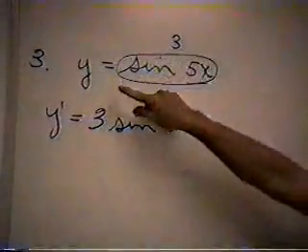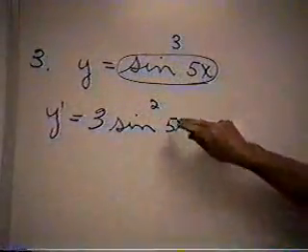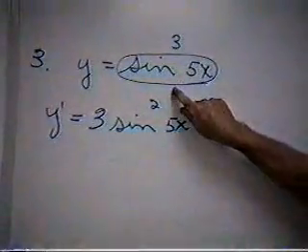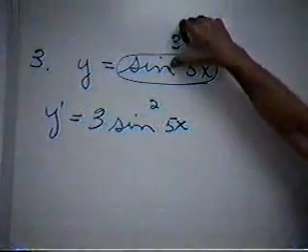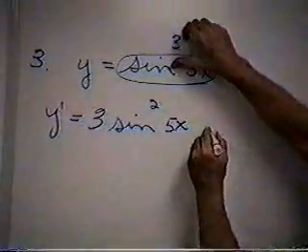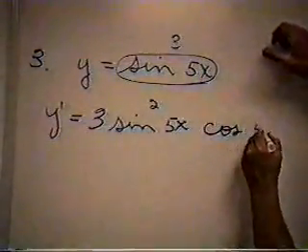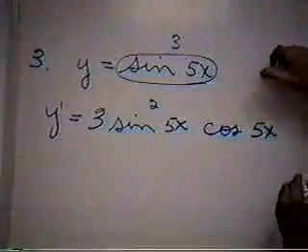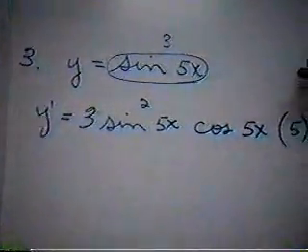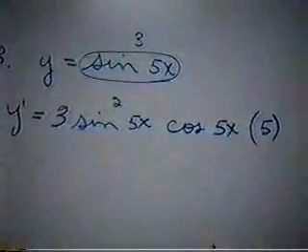It's the power rule of the sine of 5x. The power rule. Then you look back without the power and say what is the derivative of the trig function, which then would be cosine of 5x. Then times the derivative of the angle.